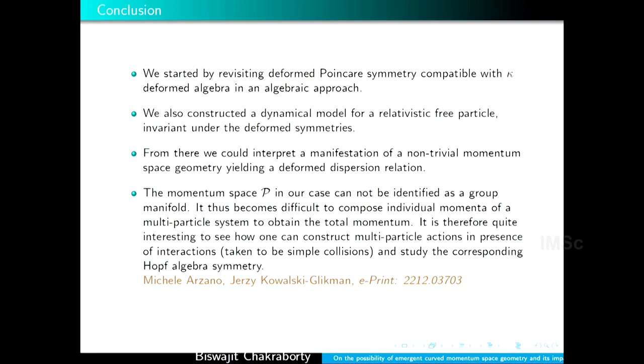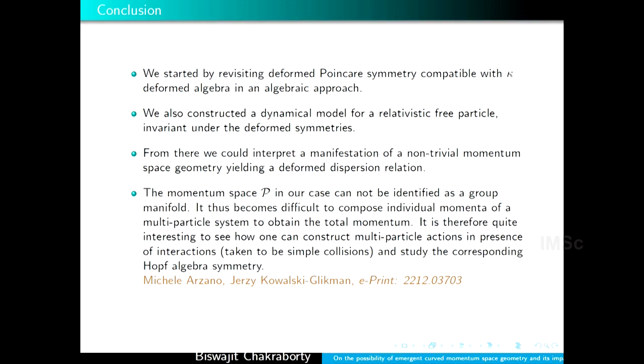So finally I conclude: we started by revisiting deformed Poincare symmetry compatible with the Kappa deformed algebra in the algebraic approach. We also constructed a dynamical model for a relativistic free particle invariant under deformed symmetries. From these, we could interpret a manifestation of non-trivial momentum space geometry yielding a deformed dispersion relation. The momentum space P in our case cannot be identified as a group manifold. This is a departure from the Glickman side. They identified their momentum space as some sort of a group manifold, part of the de Sitter space, which they call AN3.